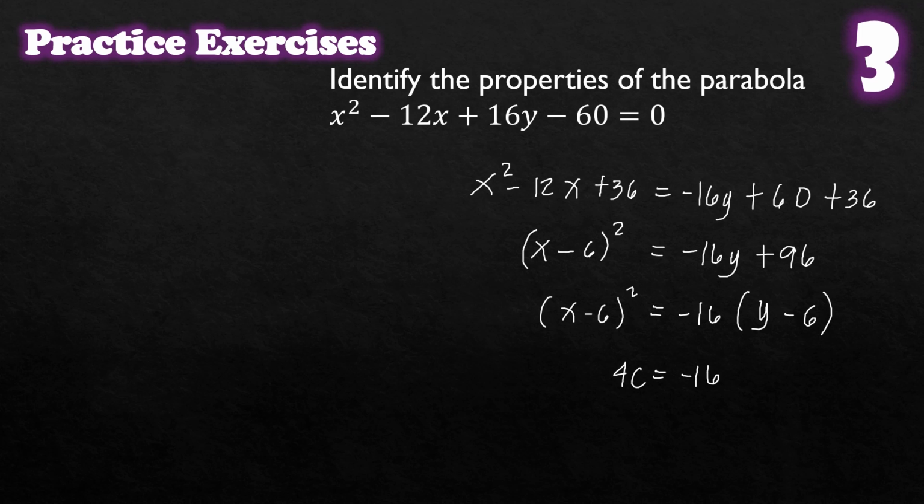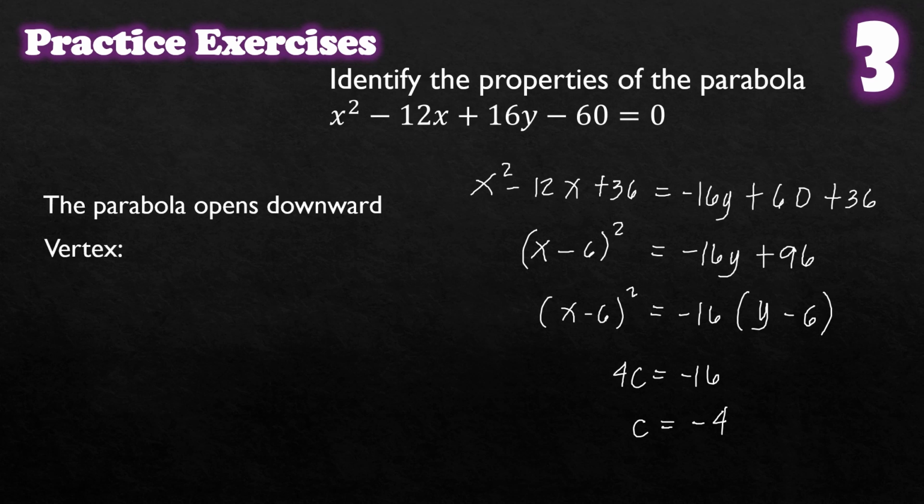Hence, we can get the value of c, or the focal distance, for 4c is equal to -16. Divide both sides by 4. c is equal to -4. c is less than 0, therefore, the parabola opens downward. The vertex is at (6, 6).